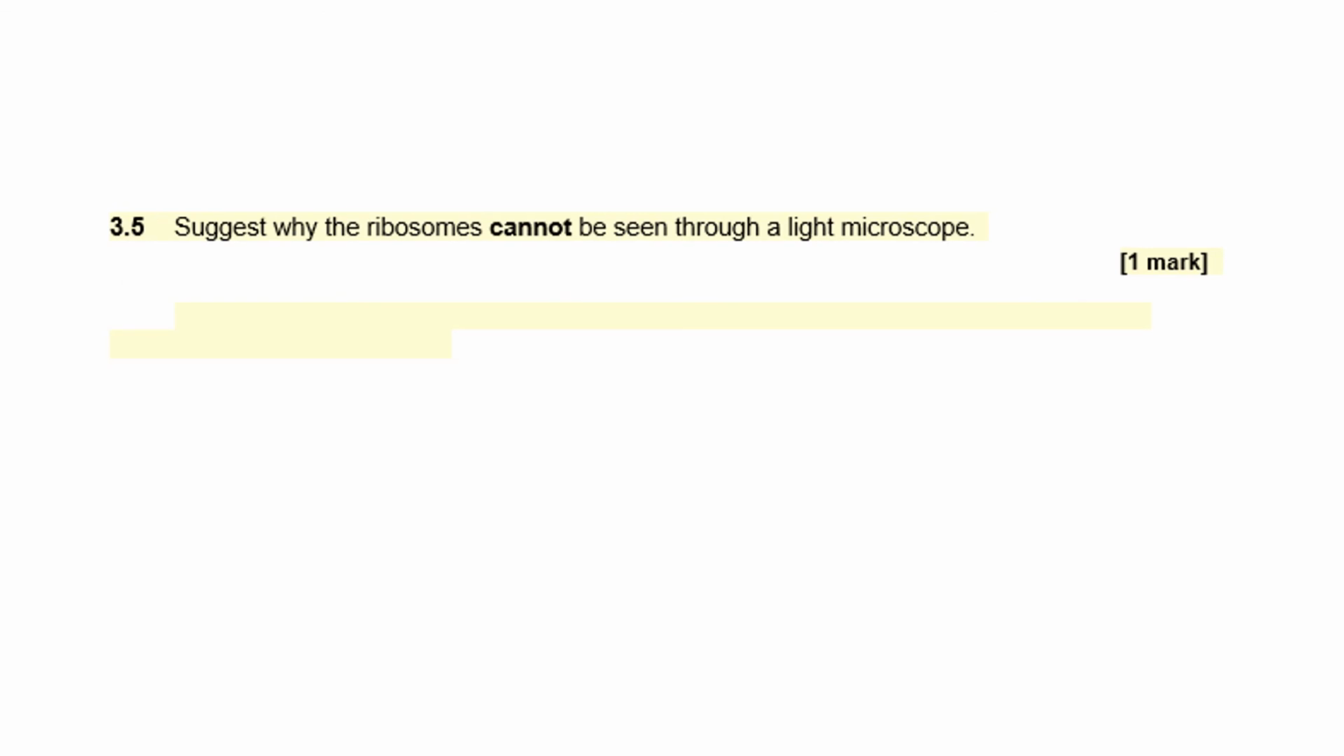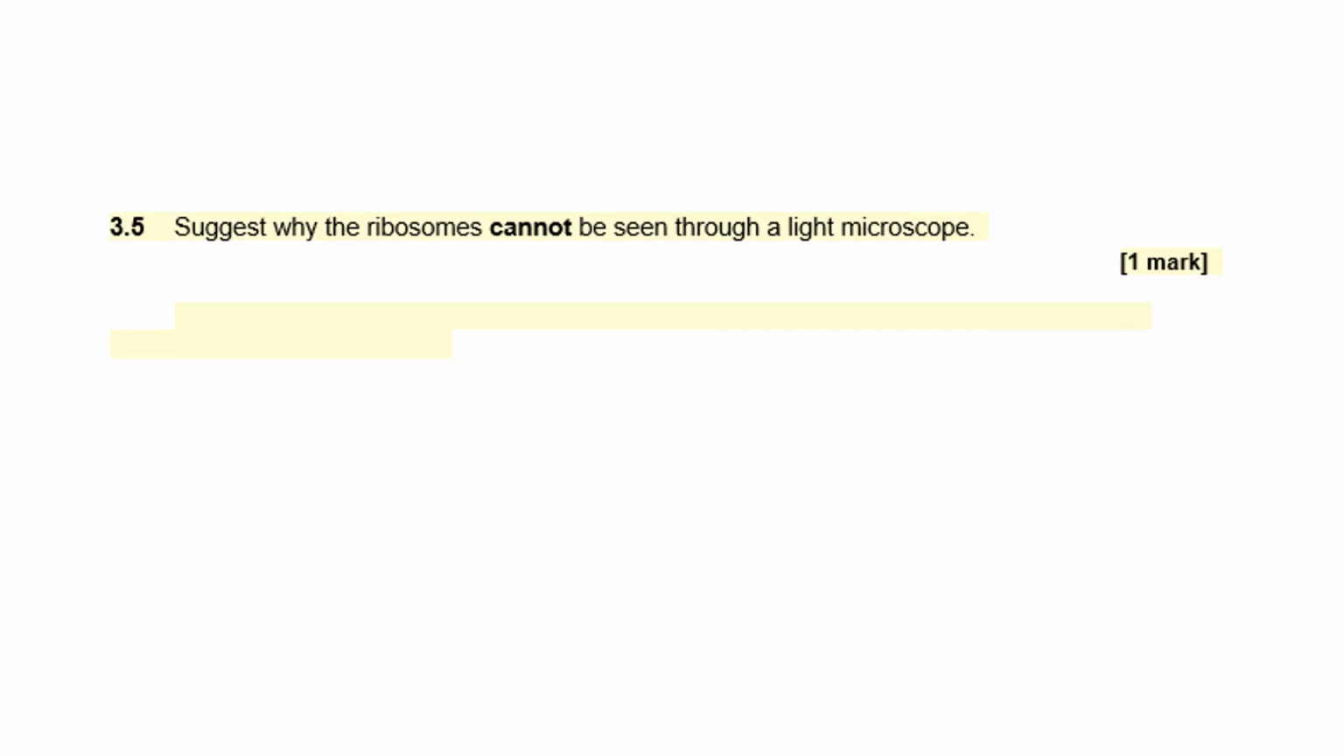3.5. Suggest why the ribosomes cannot be seen through a light microscope. 1 mark. Now, if you see the command word suggest, it means they don't expect you to have learned the answer. You've got to think why that might be. So why do you think that you can't see the ribosomes? And it's only worth 1 mark, so it's going to be a really simple, straightforward answer.